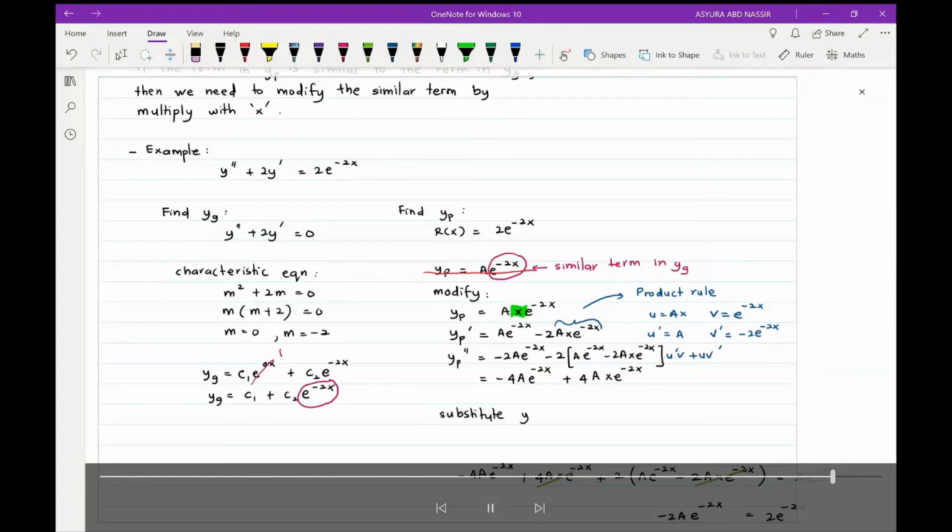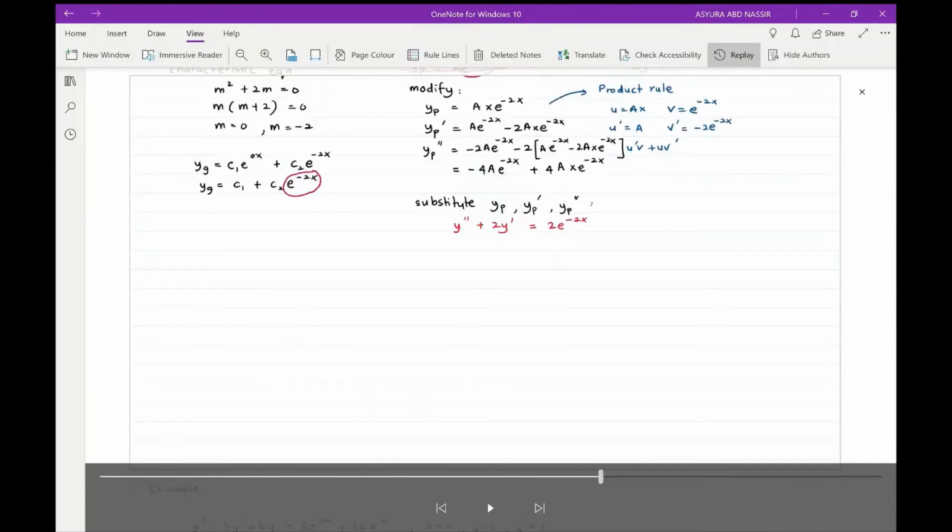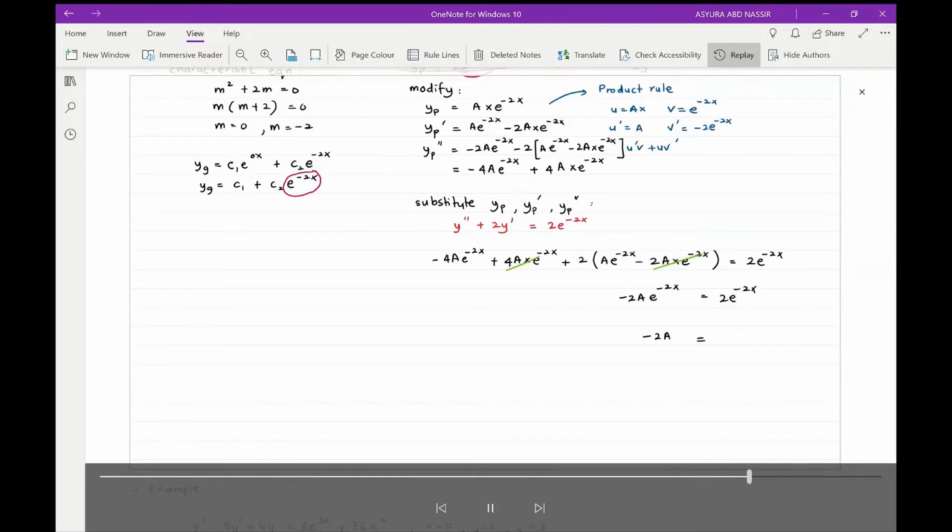Next step, substitute your yp prime and yp double prime into your original differential equation. So now we have negative 4ae negative 2x plus 4axe negative 2x plus 2ae negative 2x minus 2axe negative 2x equals 2e negative 2x. Then you simplify, and by comparing coefficients, you will get a equals negative 1.